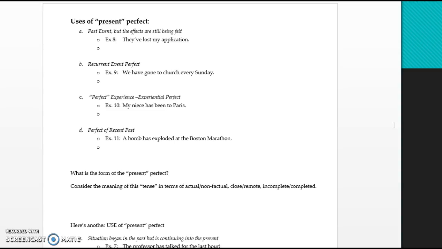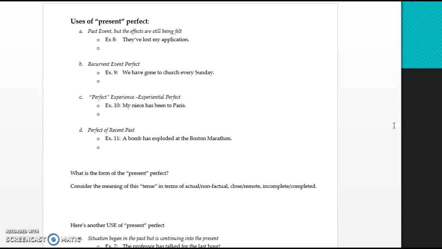So let's compare present perfect to past perfect. If I say, they have lost my application versus they had lost my application? Which feels more close to you? The present tense, right? So here we would say present perfect is trying to express something a little more close, but are these events complete or incomplete?